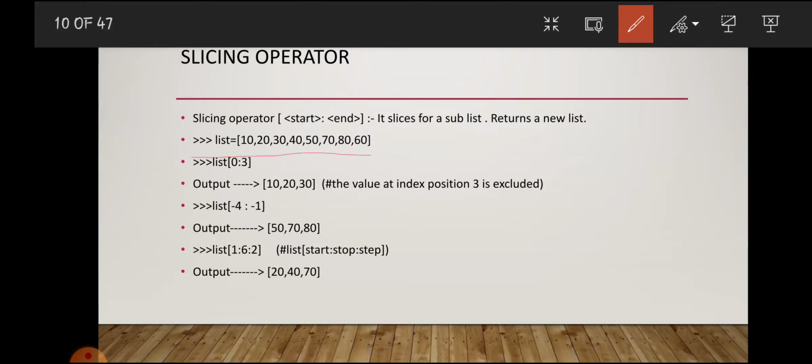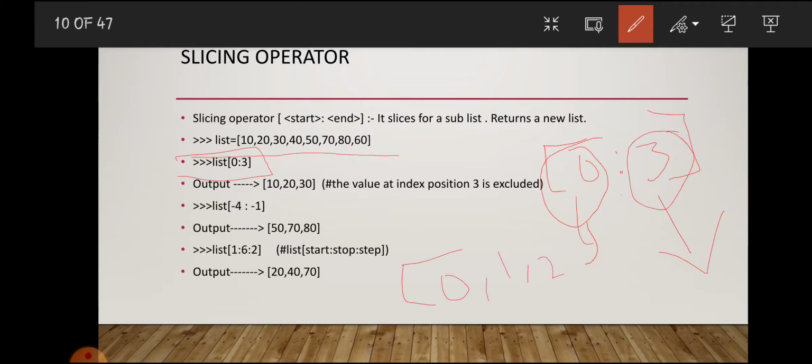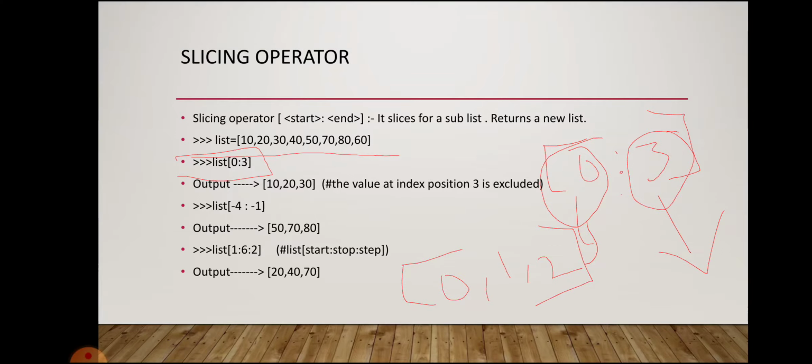list of 10, 20, 30, 40, 50, 70, 80, 60. List of 0 to 3. From the starting index position 0, it includes this position and it excludes the end position. That means it gives a sublist containing the 0, 1, 2 position value elements. So the output will be 10, 20, 30. The value at index position 3 is excluded.